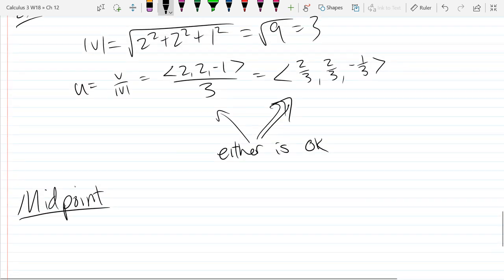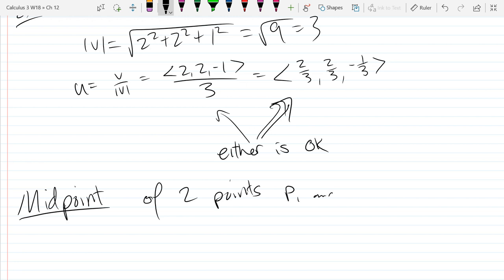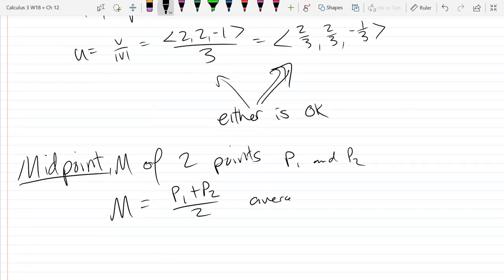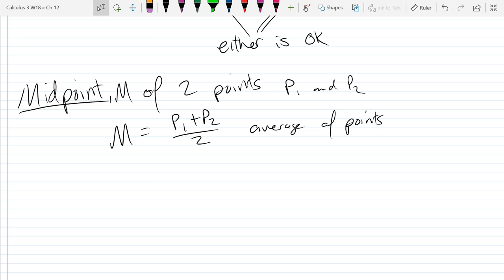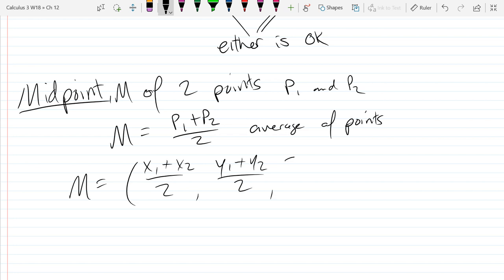So our midpoint, we use the letter M. The midpoint of two points, we'll call them point 1 and point 2, P1 and P2, and we'll call the midpoint M. So M is going to be P1 plus P2 divided by 2. It's the average of the points. If we look a little more carefully, in three dimensions, our midpoint will be x1 plus x2 over 2. That's our x-coordinate. Our y-coordinate will be averaging the y values, and our z-coordinate will average the z values.